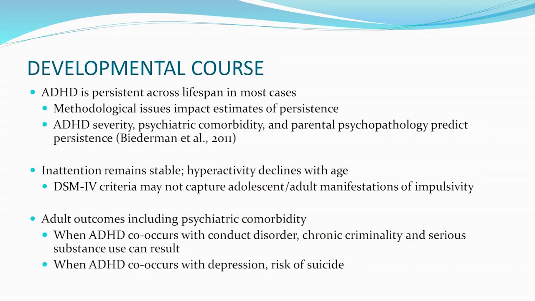The developmental course: ADHD is persistent across the lifespan in most cases. The severity, psychiatric comorbidity, and parental psychopathology predict persistence. So if one of the parents had a psychiatric disorder, that's probably going to be a factor or predisposition for the child to also have ADHD or another disorder.